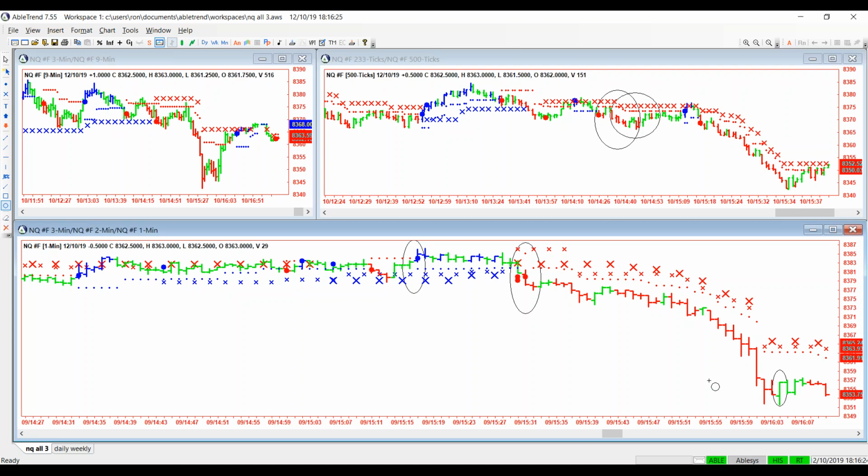The settings, are they the same on the tick chart? Yep, except it's 233 and 500 we use for NQ. But yeah, same for ES. Settings are simple, Dave. Just Able Trend TS. That's it. One indicator is all we use. That's what works the best.